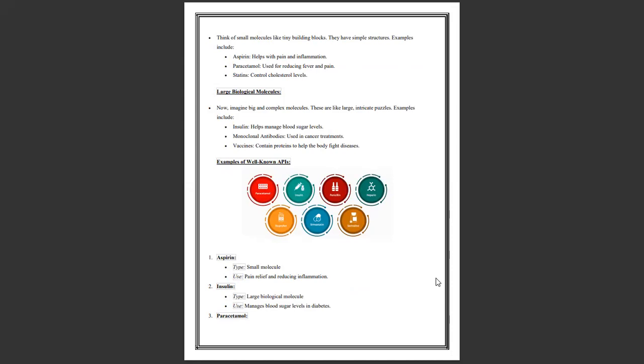Aspirin helps with pain and inflammation. Paracetamol is used for reducing fever and pain. Statins control cholesterol levels. The next one, in structure, is the large biomolecules.